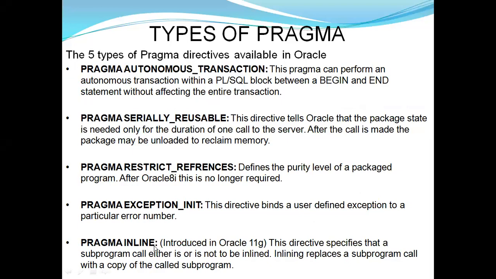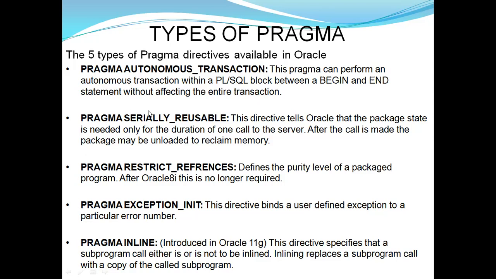That is called a pragma inline. Clear? So just go from the one to end again, so it will be easy for you to understand. First is a pragma autonomous transaction, which keeps a transaction independent, even if that transaction is a part of any other transaction. Okay, I'll explain this to you in a practical form.